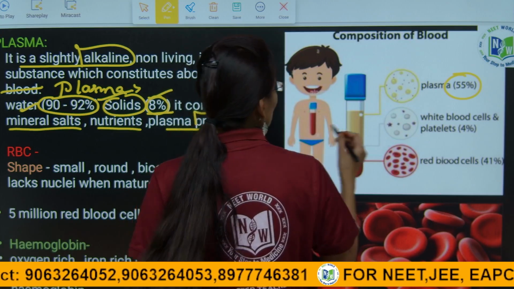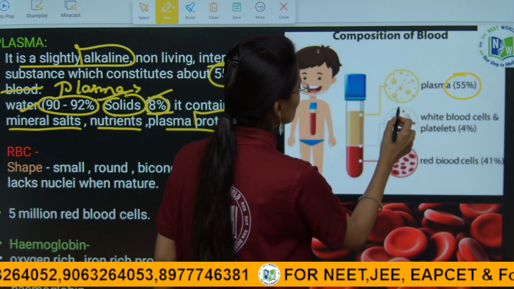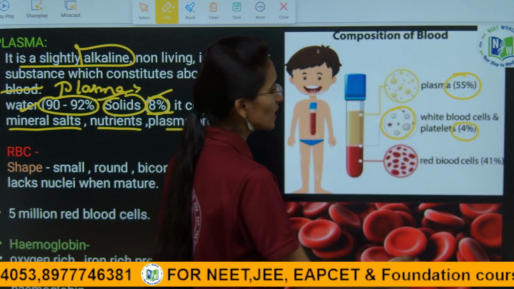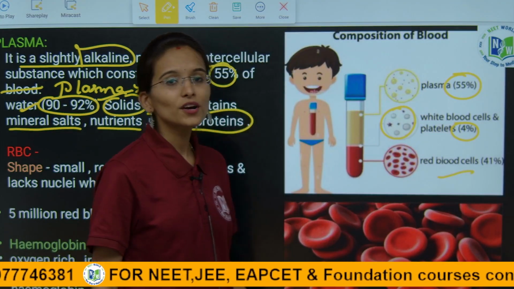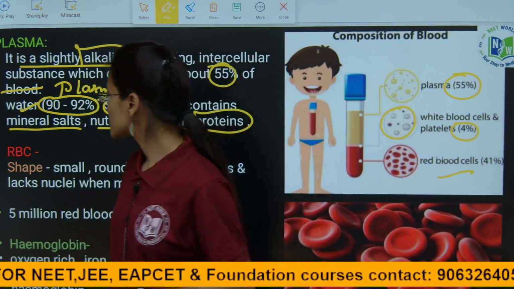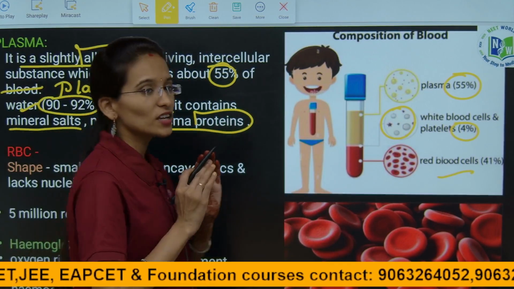Okay. See here, in this pic you can understand clearly. Only 4% is made up of WBCs and the remaining is going to contain the 41% of the erythrocytes, that is nothing but RBC cells. Okay. Clear with the plasma, what actually the plasma is?